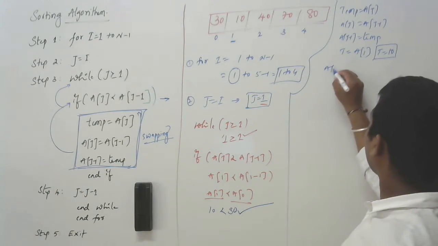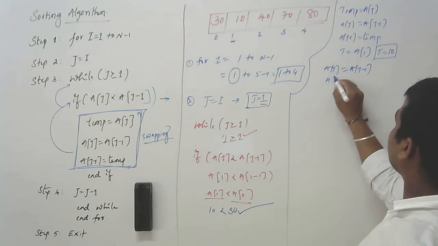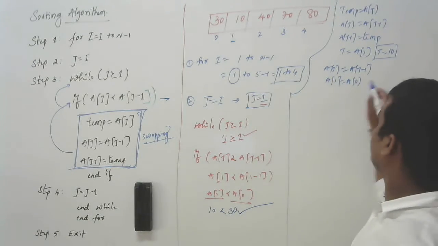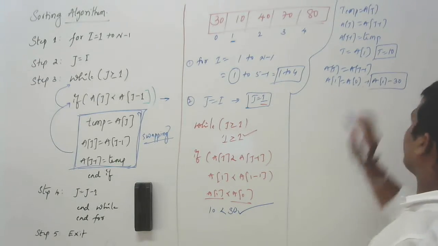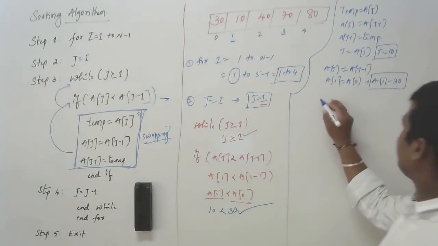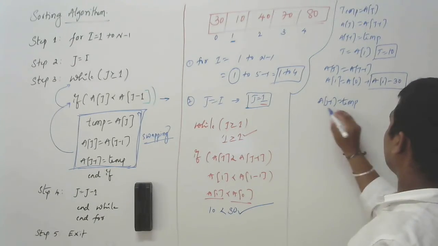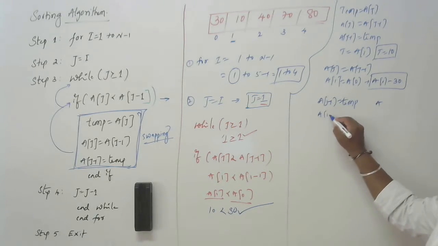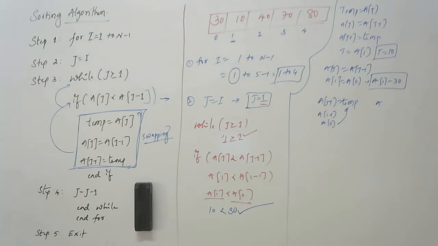Next, a of j minus 1. So j is 1. 1 minus 1, how much? 0. A of 0 value, how much? 30. So a of 1 value is now 30. Same swapping operation, I'm not changing anything. A of j minus 1 equals 10. So what is the value of temp? You got 10. So a of 1 minus 1, that is a of 0, that value is initialized by the temp. So a of 0 value is now 10.